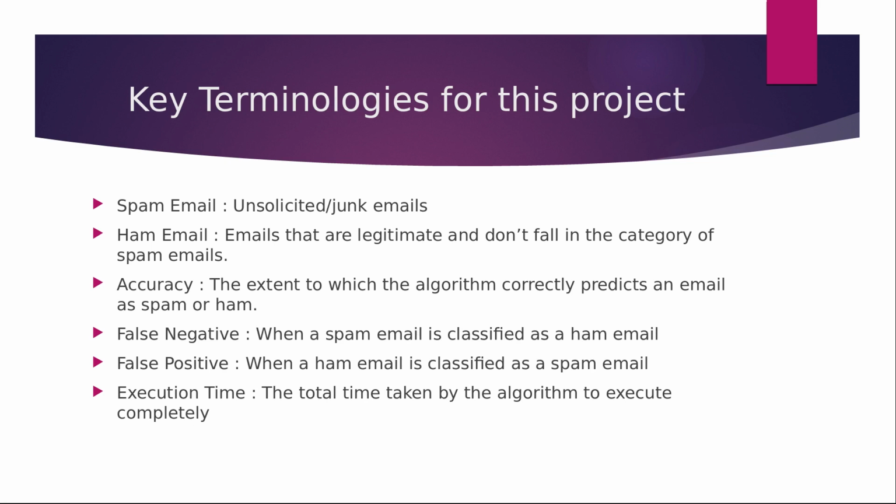Key terminologies before we move further into the algorithms. Spam emails are the unsolicited junk emails. Ham emails are non-spam emails which contain legitimate content and are of importance to us. Accuracy is the extent to which the algorithm correctly predicts an email as spam or ham. False negative is when a spam is falsely classified as a ham email. False positive is when a ham email is falsely classified as a spam email. Execution time is the total time taken by an algorithm to execute completely.